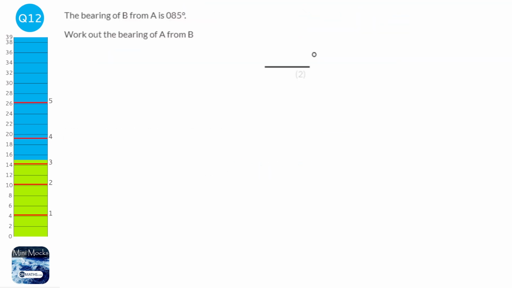So I'm going to start off just with a quick sketch, and we know that the bearing of B from A is 85 degrees. So we're going to have A here and B here. And let's just draw a line between them, and let's do both our north lines.